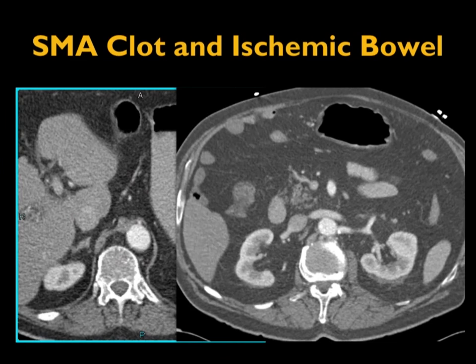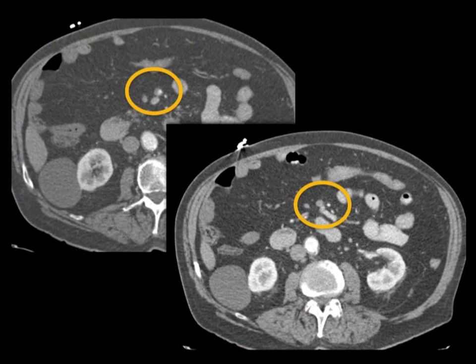Now sometimes it's a little more subtle. Here, look at the SMA, look at the SMV, and you follow it down, and you see the SMA looks like it's partially thrombosed.